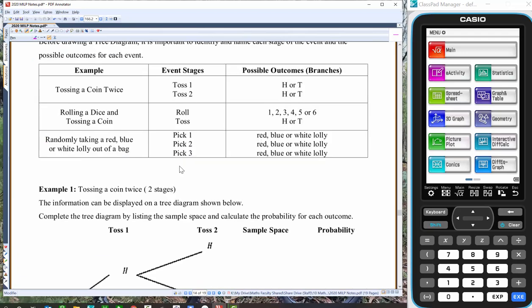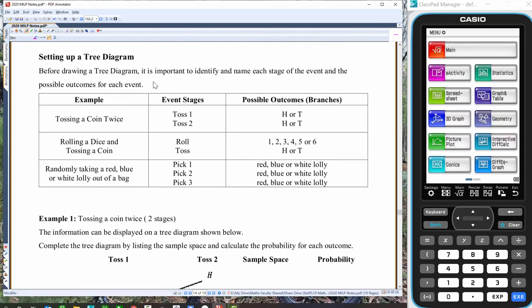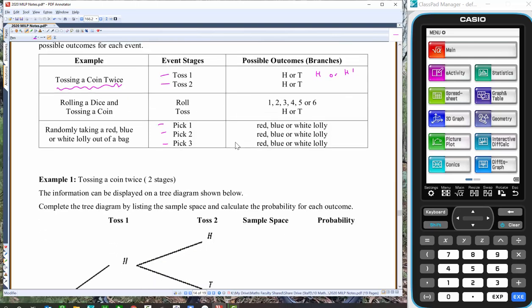All right, let's get stuck into an example. When you set it up, make sure you identify and name each stage of the event. If we're tossing a coin twice, the stages 1 and 2 will be represented by toss 1 or toss 2, and the branches can be H or T, or H or not H. Rolling a die is another one, or randomly taking a red, blue or white lolly out of a bag: pick 1, pick 2, pick 3, where the possible outcomes are what you can get. Well, let's have a look at this.